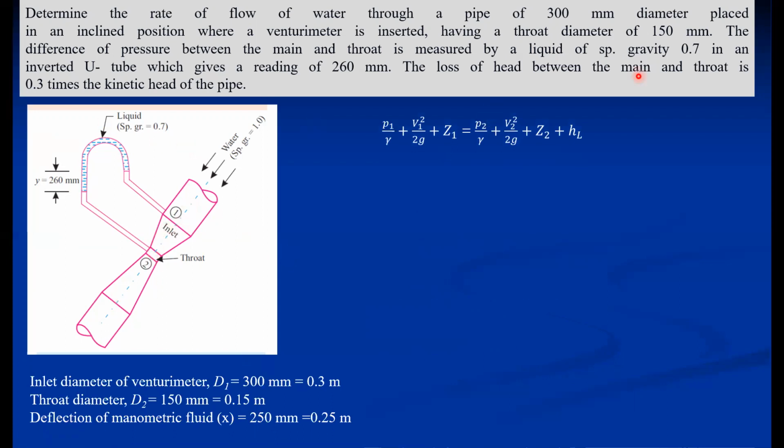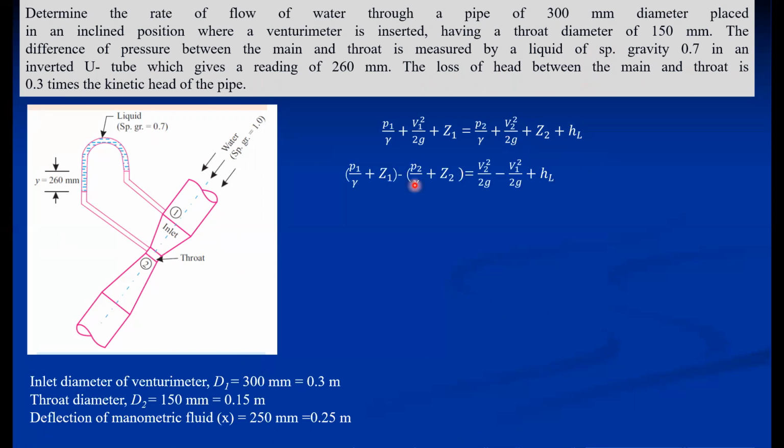So in this particular situation, if CD is not given and the loss of head is given in terms of kinetic head, then we have to solve the problem using the first principle, that is, considering HL. So we apply the modified Bernoulli's equation between 1 and 2, because the loss is directly given. So we can put 0.3 V2 square by 2g.